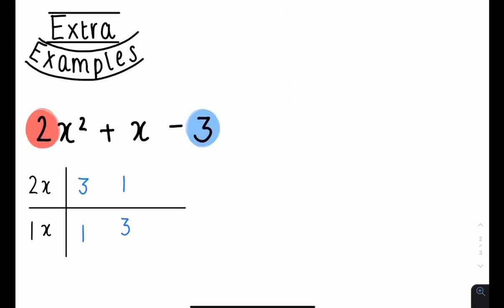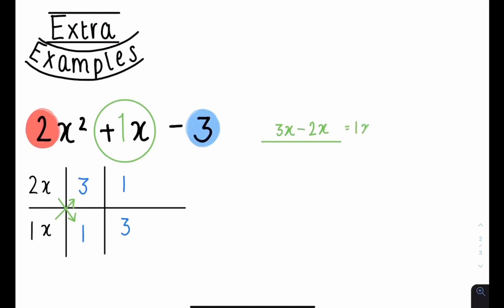Now that your grid is complete, all you have to do is cross multiply to work out which column works. So 1x multiplied by 3 is 3x, and 2x multiplied by 1 is 2x. Now using these two terms, can we add or subtract them to make 1x? Remember, if there's no number attached to the letter, it's a 1. Yes, we can. We could just do 3x minus 2x, because this will give you the 1x that you need here. Therefore, this is the column that you use, but note that here we have minus 2x.